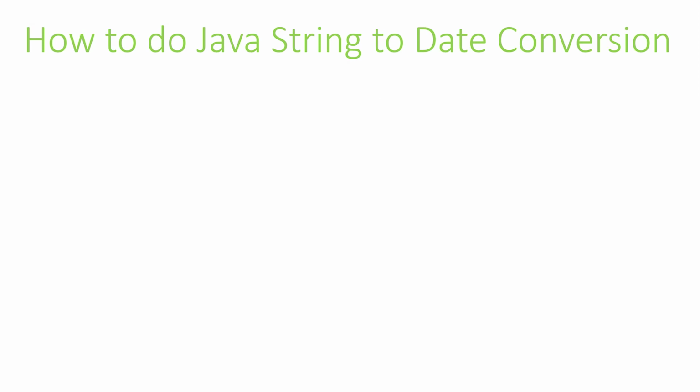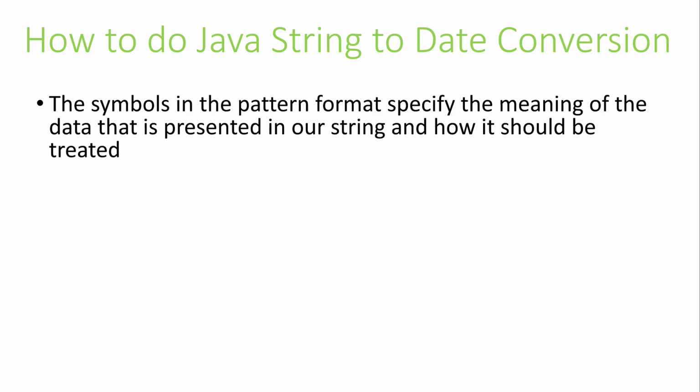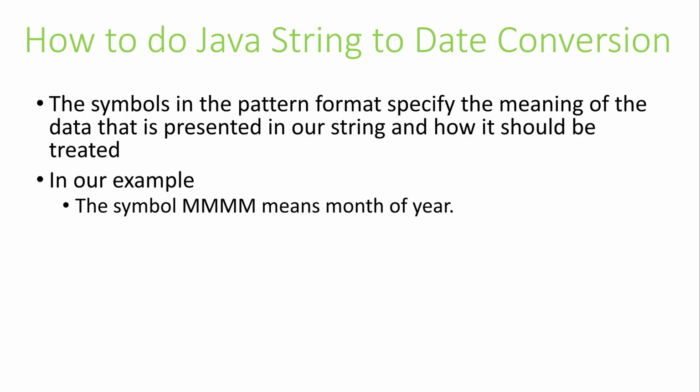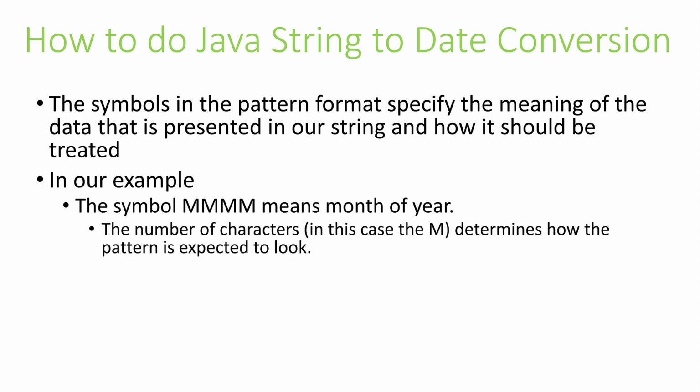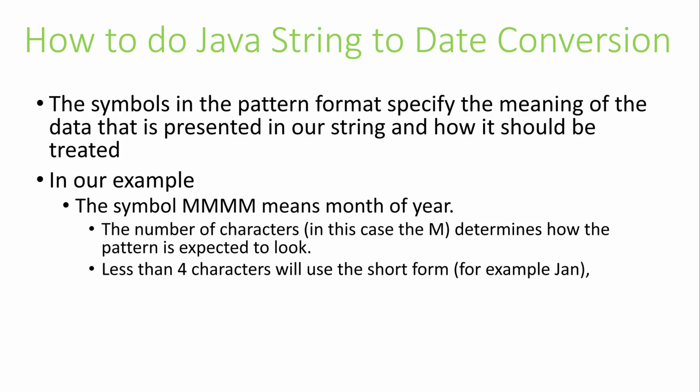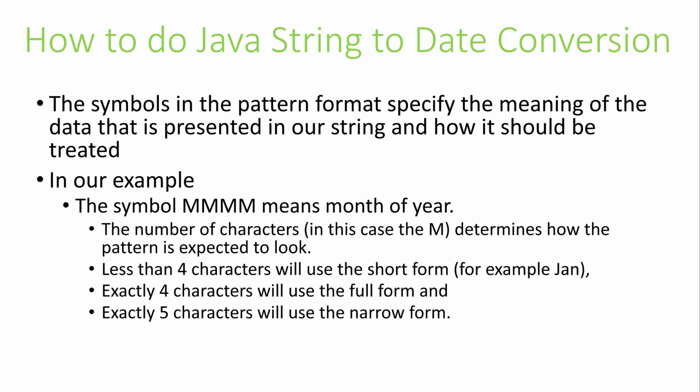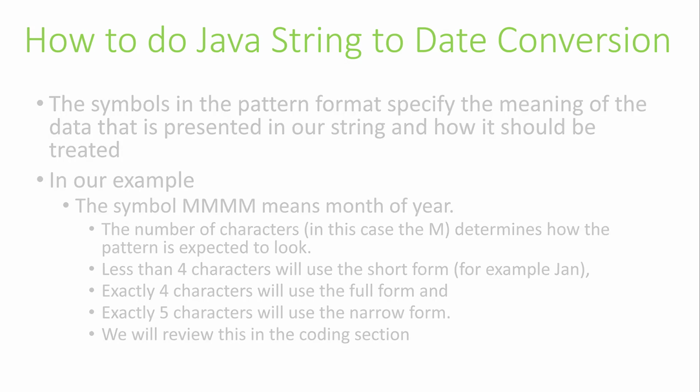Let's look at each of these symbols in our pattern and see what they mean and how the data will be interpreted. First is the capital M for month. 4 M's means the month of the year. The number of M's determines how the pattern is expected to look. Less than 4 characters, that is less than 4 M's, will mean our formatter class will expect a shortened form of the month name, for example, Jan instead of January. Exactly 4 M characters will mean that we expect the full form of the data and the month spelled out completely. Exactly 5 M characters means that we expect the narrow form of the month. We'll see what that means when we get into the coding section of this video.